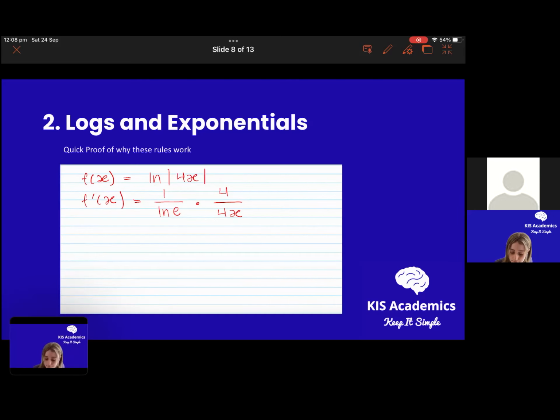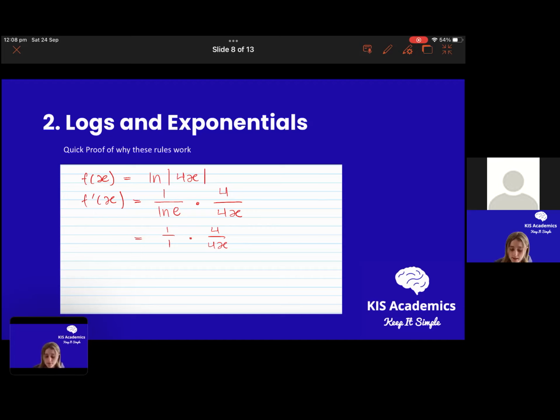But what happens with this one, the ln e? If you're not sure what that equates to, you can put it into your calculator really quickly. The spoiler alert is that that's 1. So really, we're just multiplying it by 1 on 1 times 4 on 4x. And so when we're doing any differentiation with a base e, because this cancels out to just be 1 on 1, we don't have to write it.